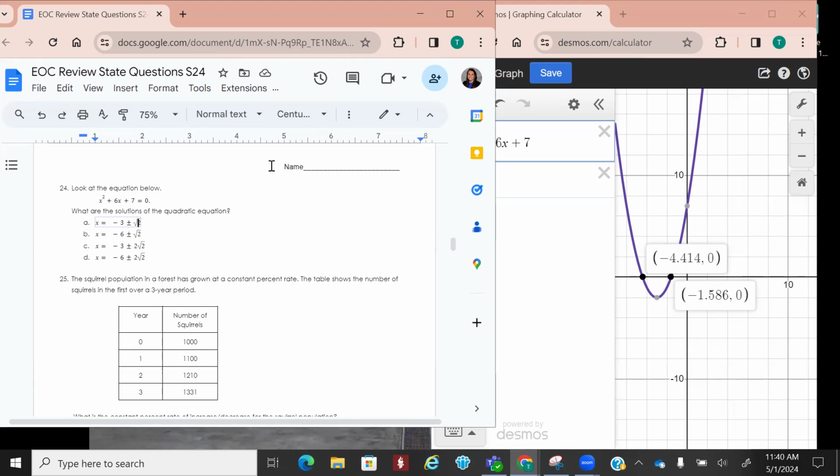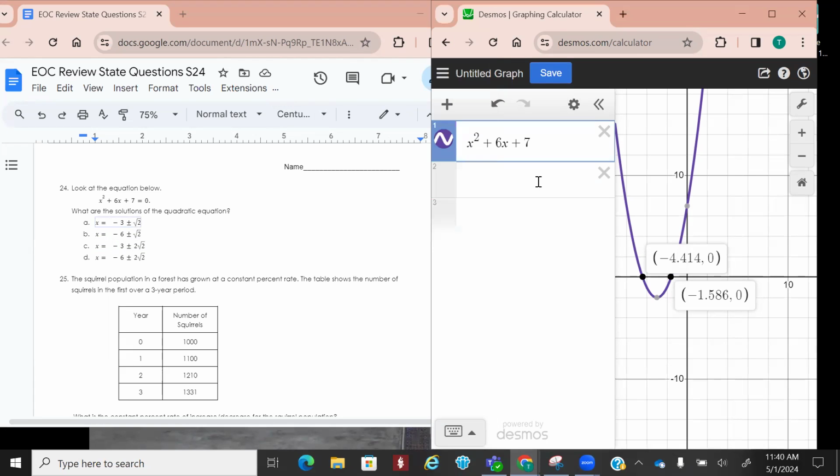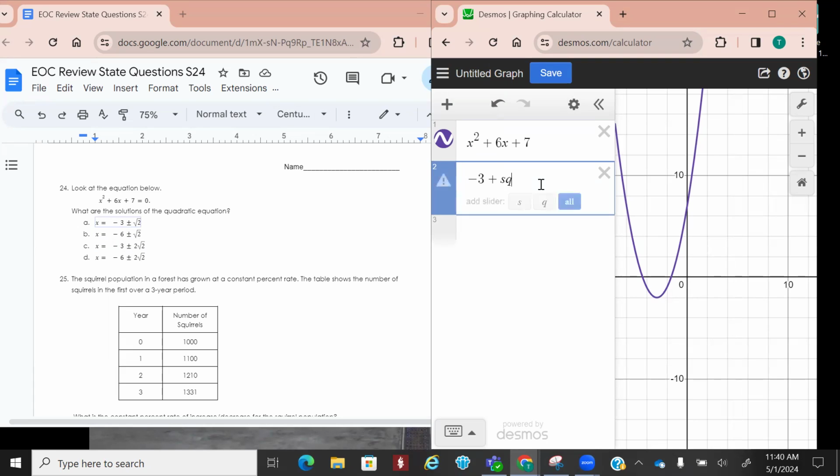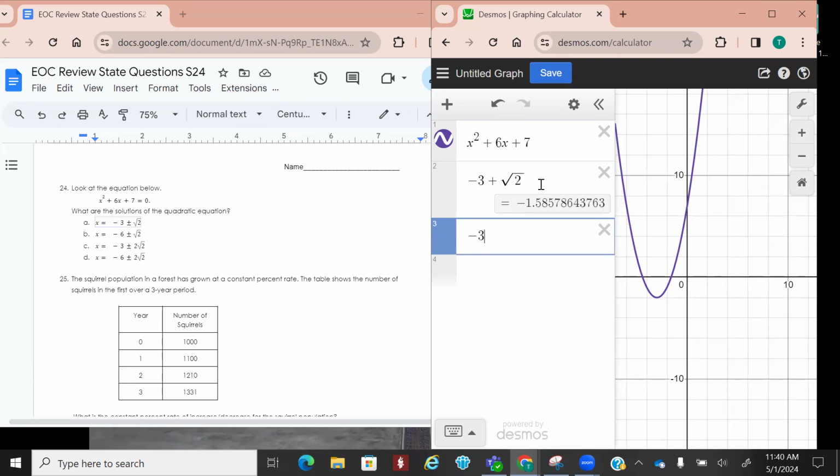Okay, there is not a plus minus button. So when you type this in, you're going to say -3 plus the square root of 2 and then -3 minus the square root of 2. You notice how it's two separate answers. There is not a plus minus button. Do not ask where it is because there is not a plus minus button. Does everybody understand?